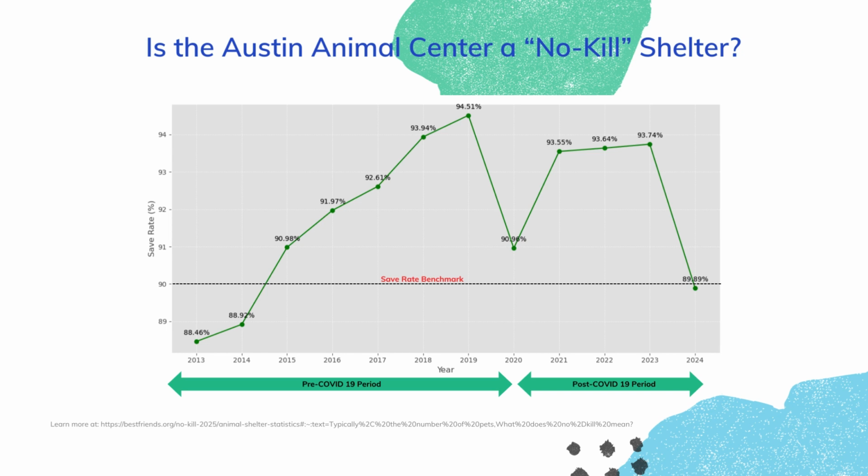Therefore, the Austin Animal Center is classified as a no-kill shelter because, as you can see here from the line graph, it constantly maintains a save rate over the last 10 years above that 90% save rate benchmark set by the city. However, based on the Austin Animal Center's website, in 2019 the Austin City Council mandated that shelters achieve a live release or save rate of 95%, so there is some work that can be done.